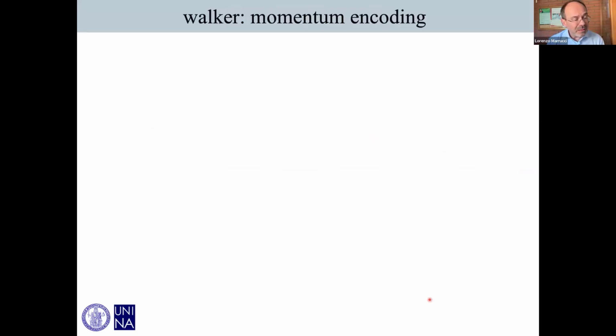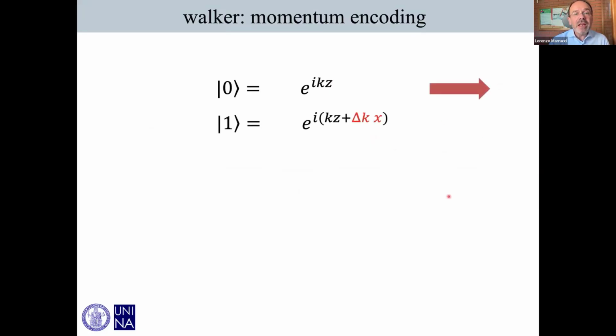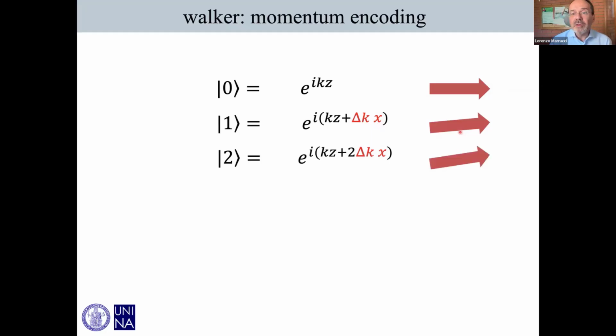But nowadays, more recently, we have shifted to a simpler momentum encoding, which is based on the following. Suppose that you call 0 just a single plane wave traveling along z. Then, let's suppose this is the z direction. Then you can add a small phase dependence along x, which corresponds to tilting slightly the plane wave. Or you can add twice as much of a phase gradient along x, and you have a higher tilt of the plane wave, and so on.